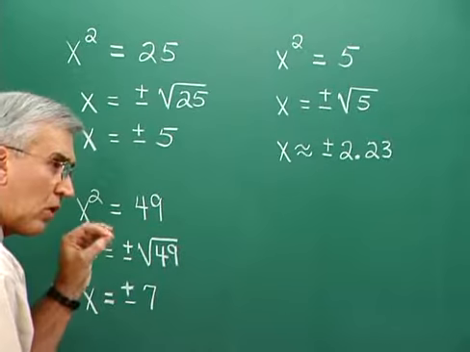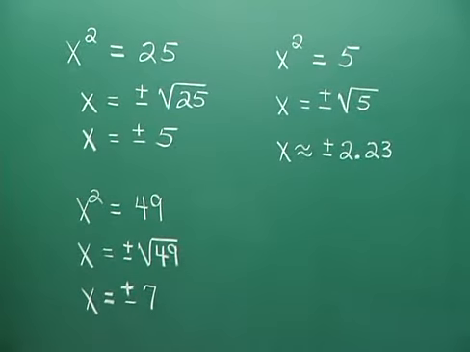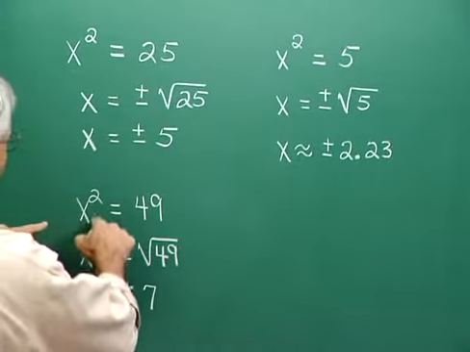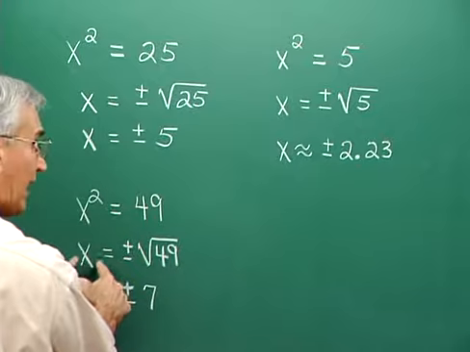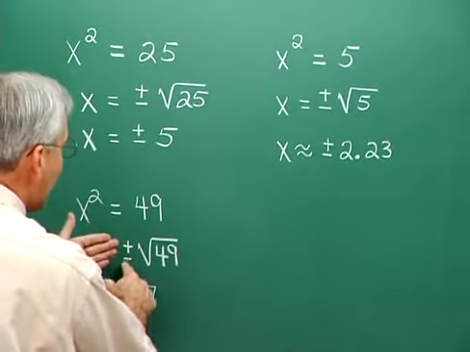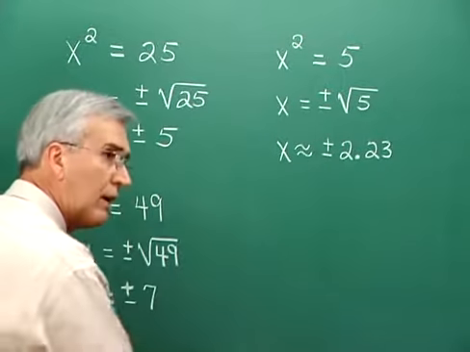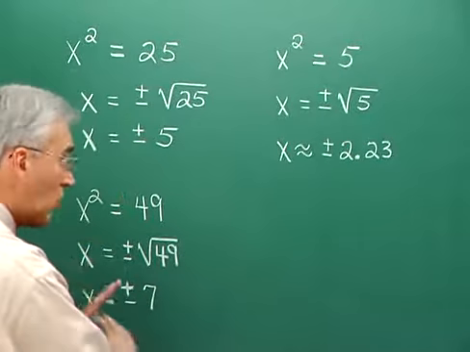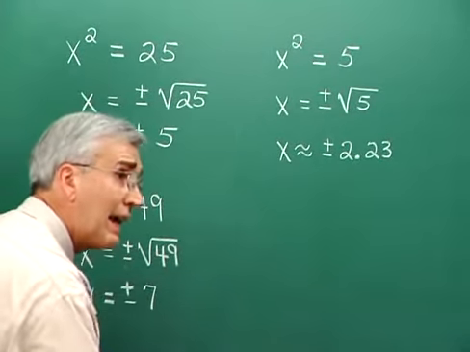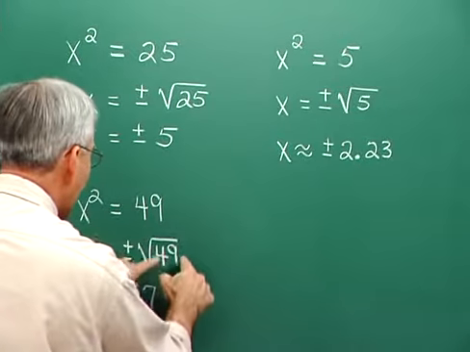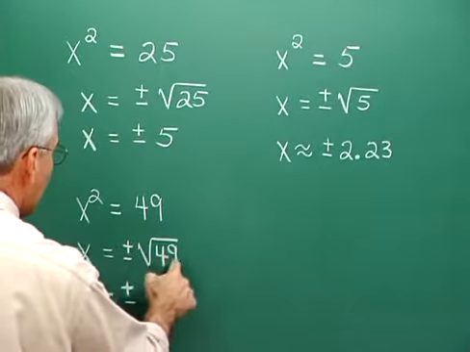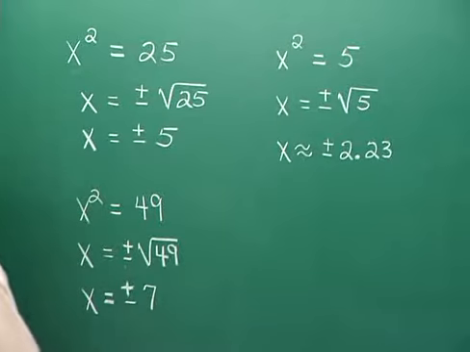Now sometimes this is called the square root property mathematically, that whenever we have a variable squared, then the variable which is squared is equal to plus or minus the square root of the number over here. No matter what the number is, whether it's a square or not a square, it's okay. So here we would have plus or minus the square root of that number. Oh, it's a square. Square root of 49 is 7. So plus or minus 7.